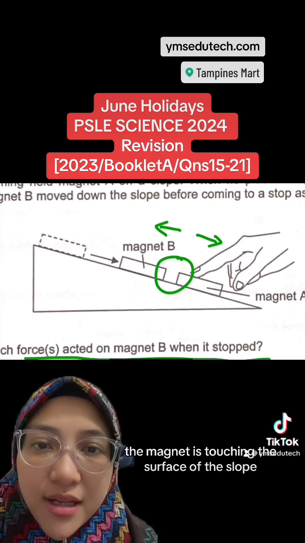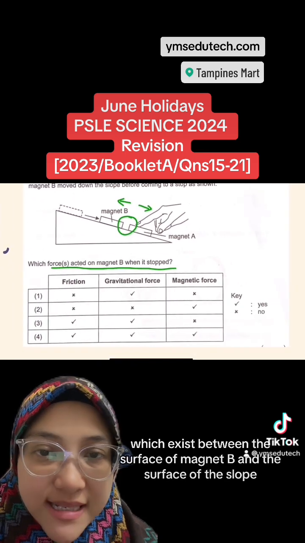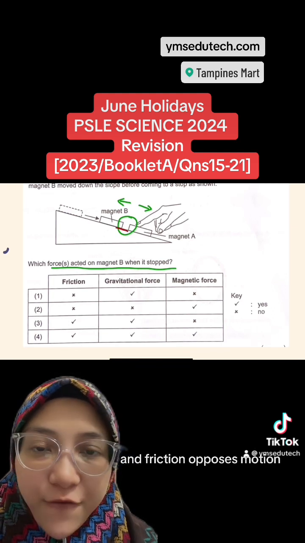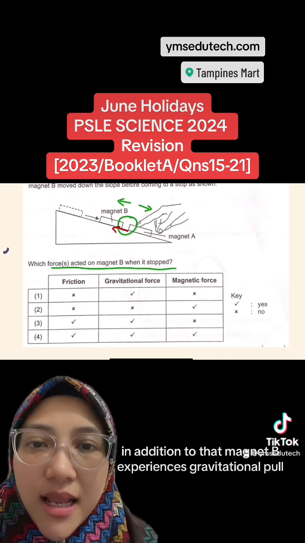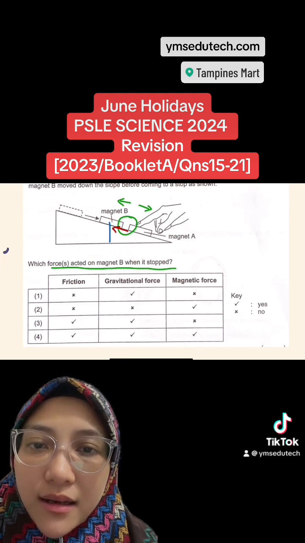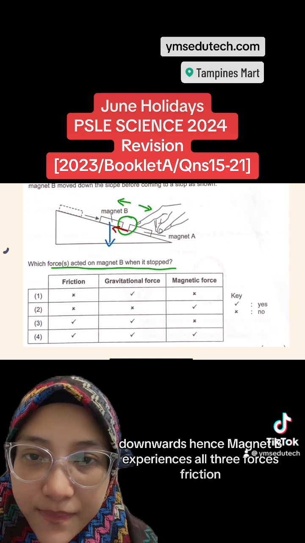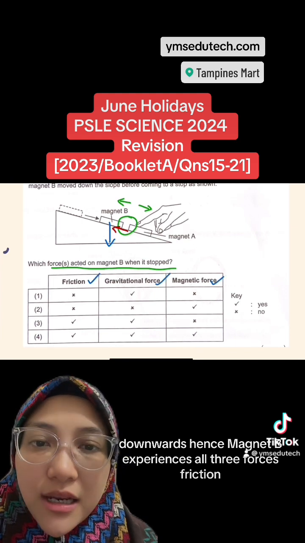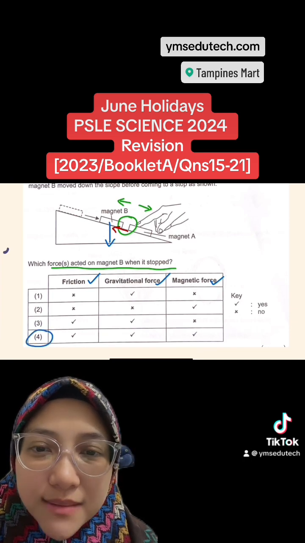The magnet is touching the surface of the slope. Hence, magnet B experiences friction, which exists between the surface of magnet B and the surface of the slope. And friction opposes motion. In addition to that, magnet B experiences gravitational pull. So there's gravity pulling magnet B vertically downwards. Hence, magnet B experiences all three forces: friction, gravity, and magnetic force. Therefore, the answer to this question is option 4.